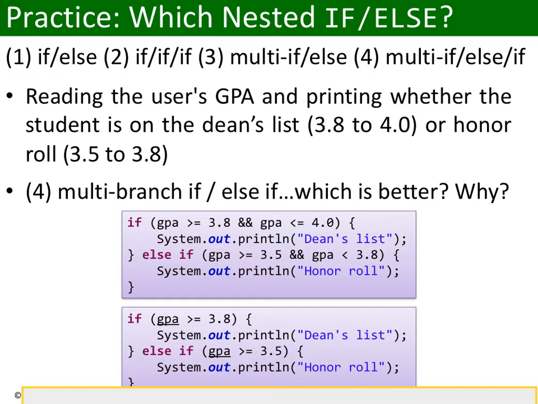The top version is much more communicative. Just by looking at this and reading it, I can tell exactly what's happening. If it's in the range 3.8 to 4.0, we want to print this message. If it's in the range 3.5 to 3.8, we want to print this message. It's very easy to tell what's happening, and it's much more transparent, and I would argue more maintainable because of that transparency.